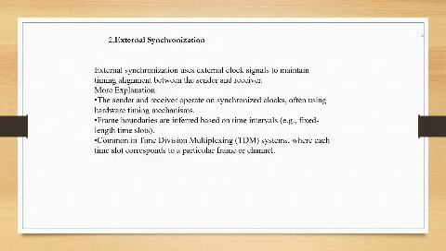The next one is external synchronization. It uses an external clock signal to maintain timing alignment between sender and receiver. The sender and receiver operate on synchronized clocks, often using a hardware timing mechanism. Frame boundaries are inferred based on time intervals, fixed length time slots, common in time division multiplexing, TDM, systems where each time slot corresponds to a particular frame or channel.